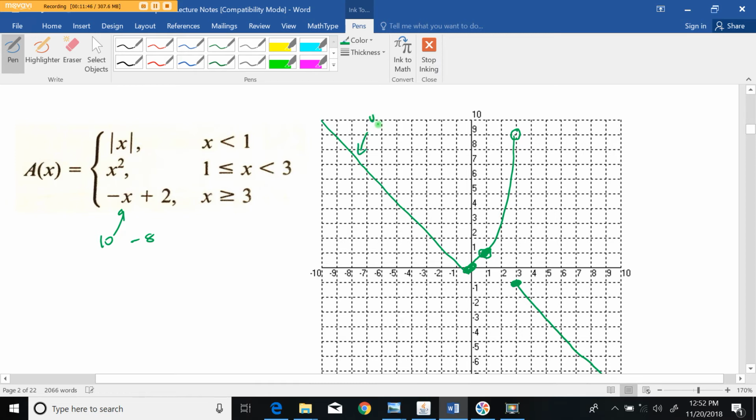Again, this is y equals the absolute value of x in this region up to this point. From 1 to 3, the function we want is x squared, and from 3 to the right, the function we want is this guy, negative x plus 2. So you put all these things together, and we're looking at a graph of a of x. This function defined different ways throughout the graph.